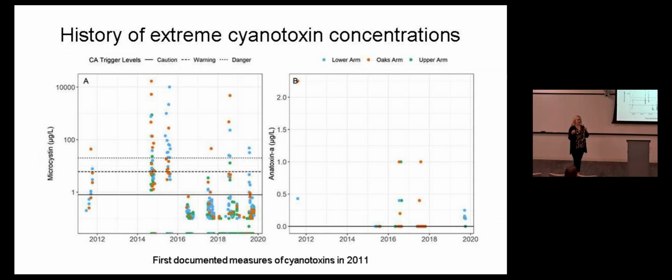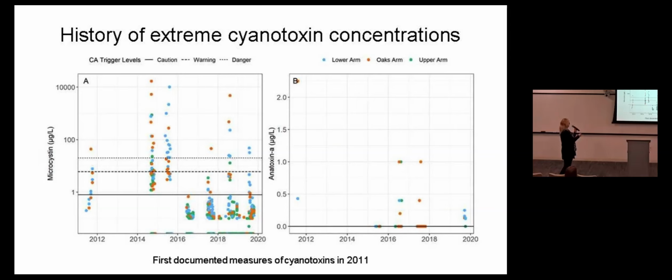So starting with the HAB story here, there's a history of extreme cyanotoxin concentrations. I think I already established that. But cyanobacteria and cyanotoxins were first documented in the lake in about 2011. They were there previously, but this is the first systematic study of them. Then the tribal governments around the lake established a routine monitoring program in 2014, and in subsequent years they observed cyanotoxins well above the human health threshold.